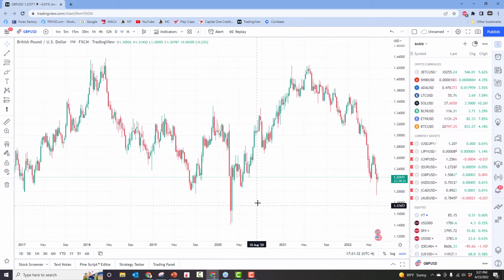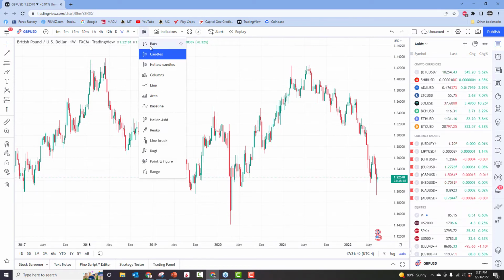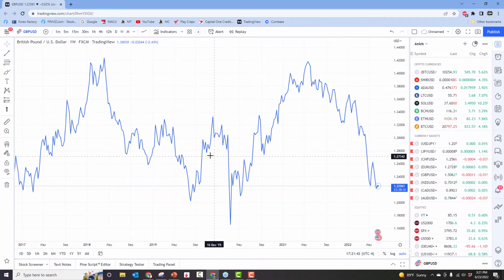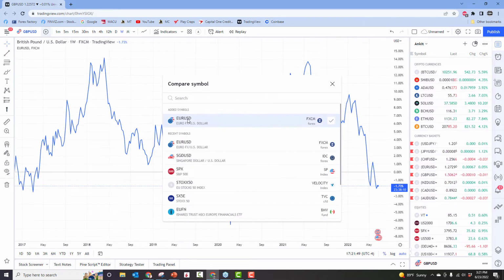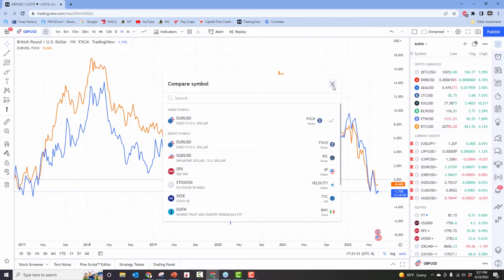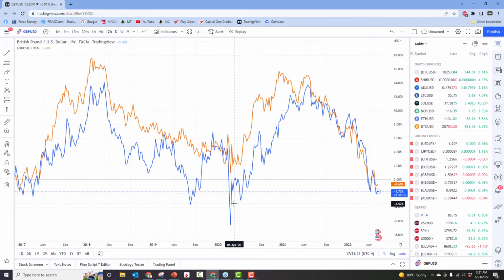Here we have the pound dollar, and I'm looking at all the way back to 2017 to current 2022. And just for fun, I'm going to change this to a line chart so we can really compare it here. I'm going to hit this compare button, and I'm going to compare it to the euro dollar. All that's going to do is add the euro dollar onto the chart on top of the pound dollar. You can see that these are really highly correlated.